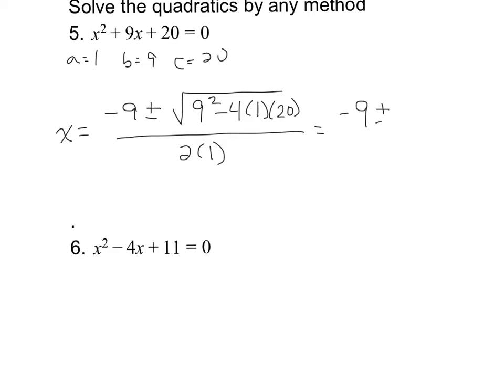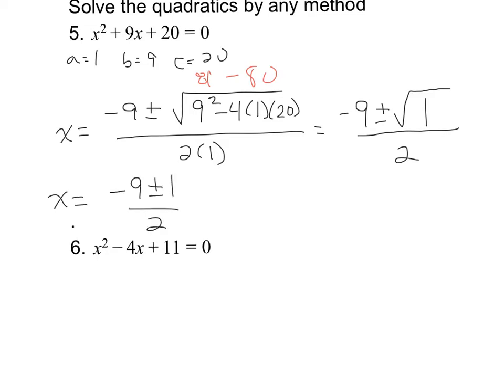So if I simplify this, this is negative 9 plus or minus the square root of something over 2. So our discriminant inside here, 9 squared is 81. So we get 81 minus 80 for our discriminant, which is going to be 1. But the square root of 1 is just 1, so this is negative 9 plus or minus 1 over 2. So this gives us two answers.